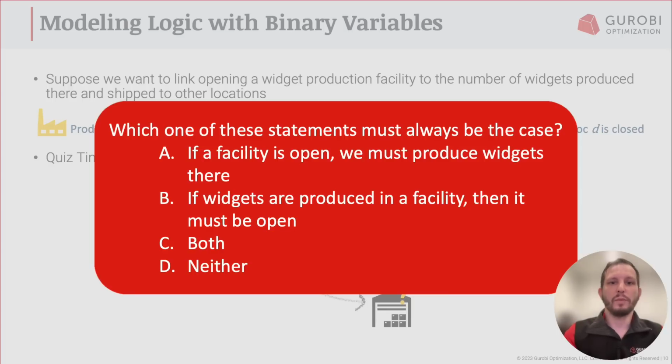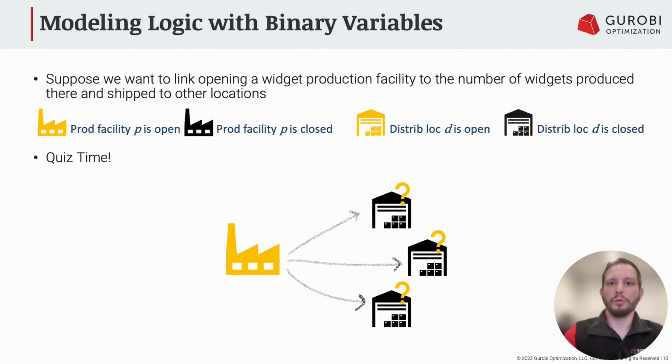Okay, so actually the answer is B. If widgets are produced in a facility, then it must be open. We'll discuss a little bit more on the following slides and a little later in this presentation why that's the case, if it's not already intuitive enough for you. Sometimes some of these relationships are pretty complex, and they may not be super easy to understand at first grasp, but that's what we're here for.